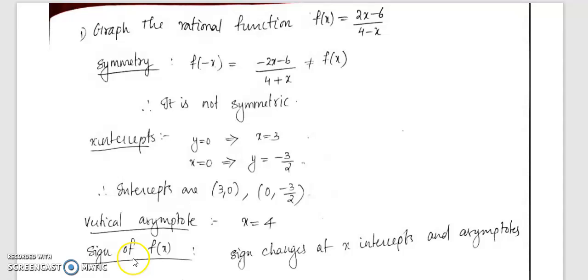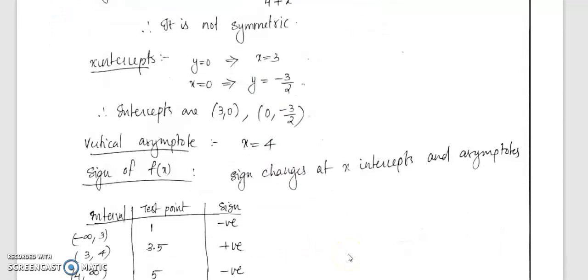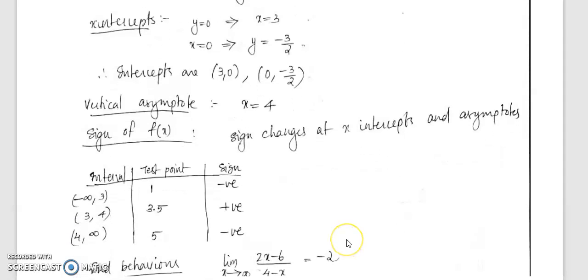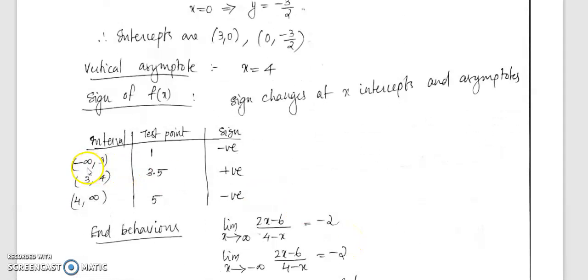And now next we need to look at the sign of f of x. Now the sign of f of x changes at the x intercepts and the vertical asymptote. So the x intercept is x equal to 3. Then x equal to 4 is the asymptote. So let us see how the sign changes over the intervals. So our intervals will be minus infinity to 3, 3 to 4, and 4 to infinity.